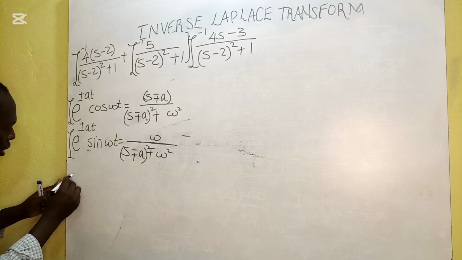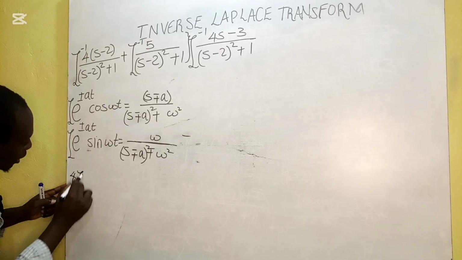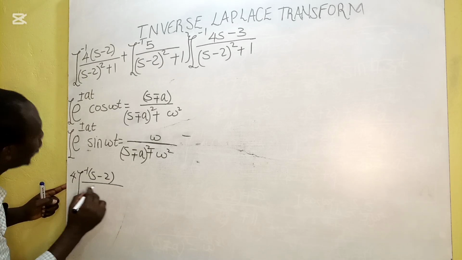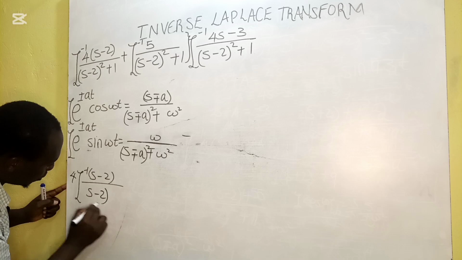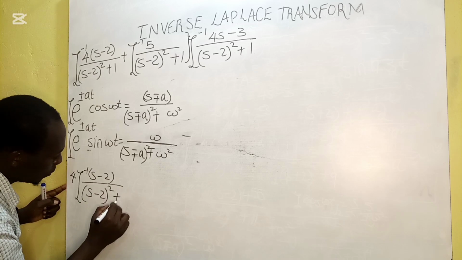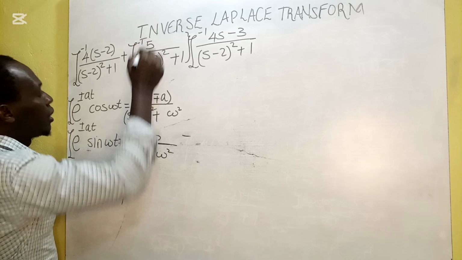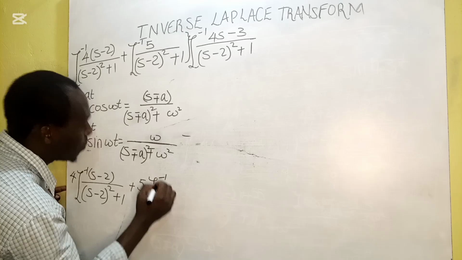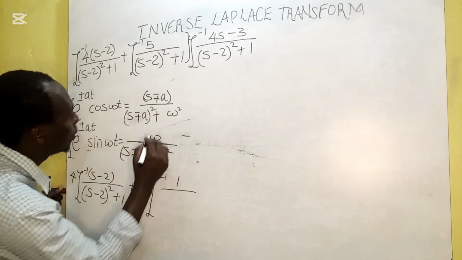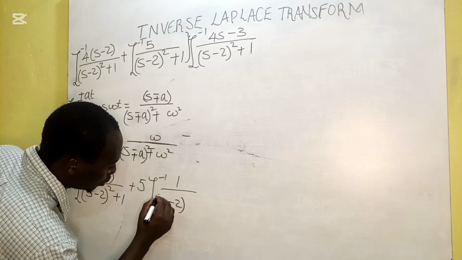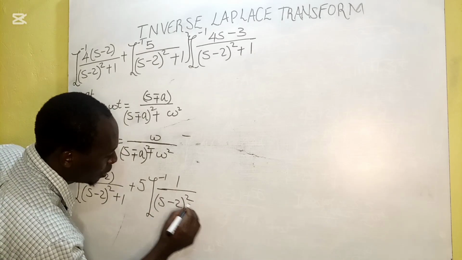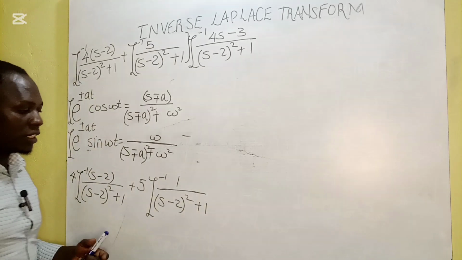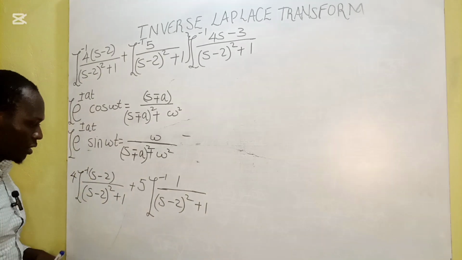Now here we are going to have the inverse Laplace transform of s we subtract from 2 all over s we subtract from 2 everything squared, we add to 1, and we add 5 times the inverse Laplace transform of 1 all over s we subtract from 2 squared, we add to 1. We understand that 1 squared is equals to 1. It doesn't have any effect.